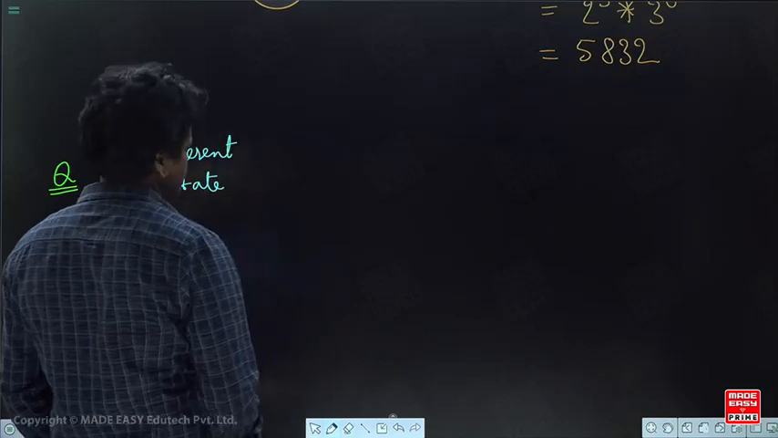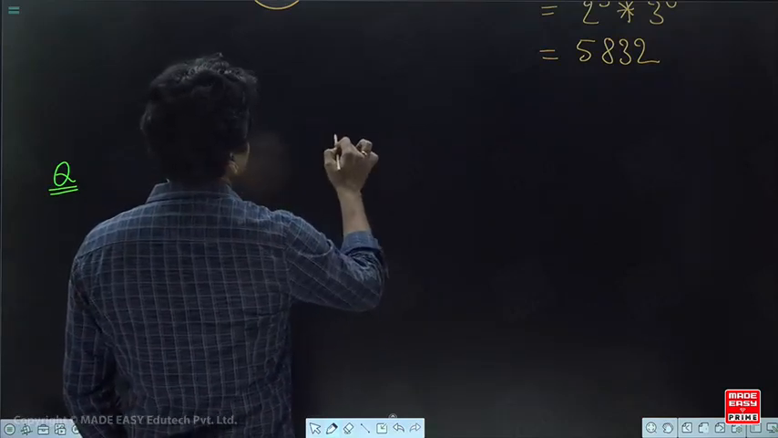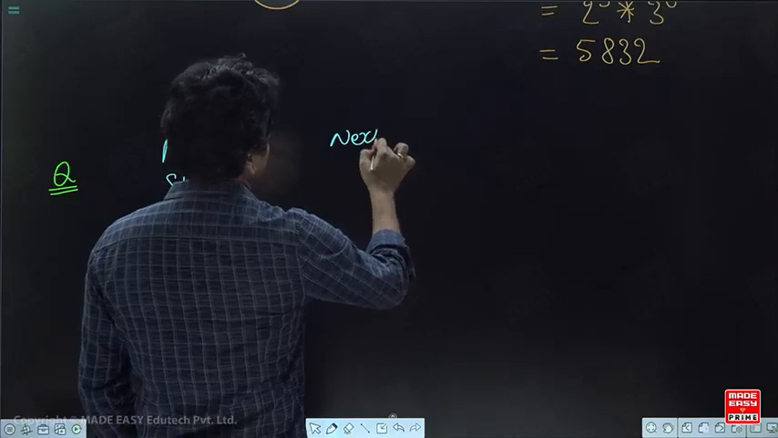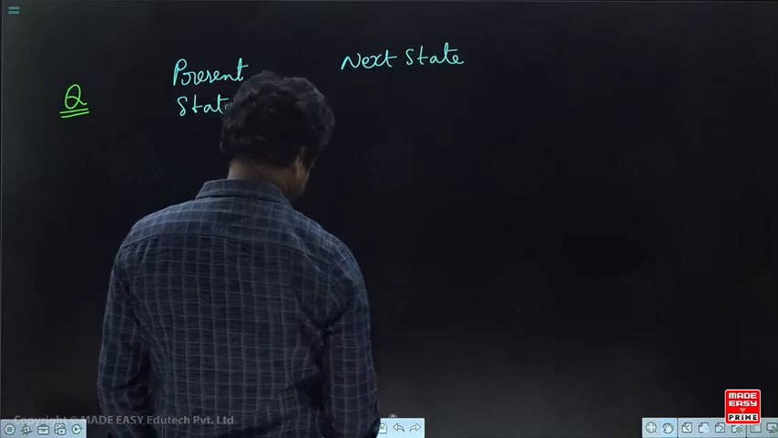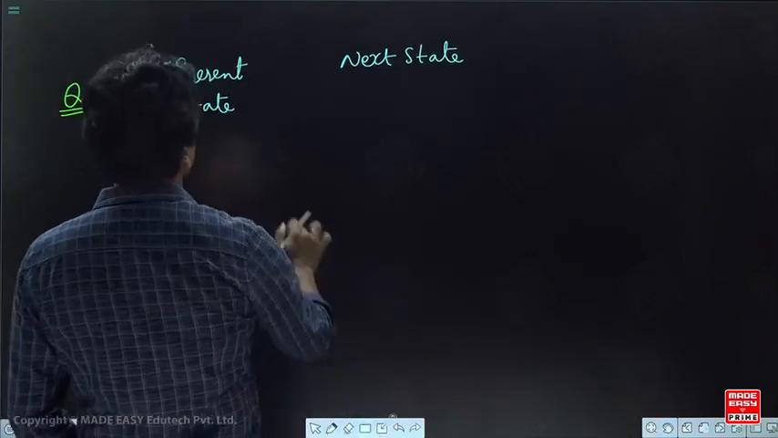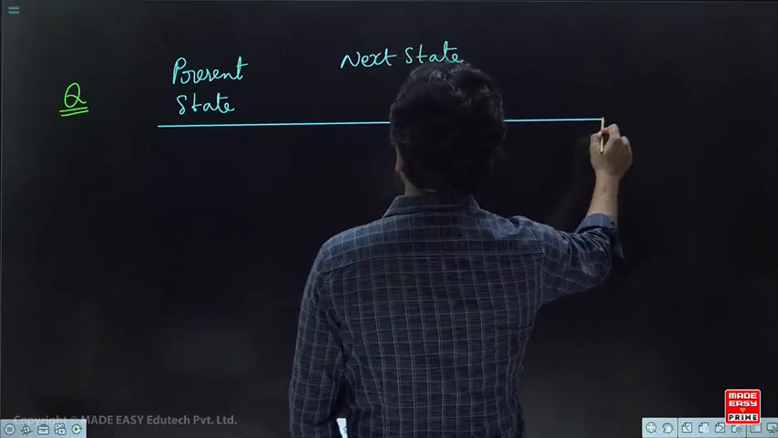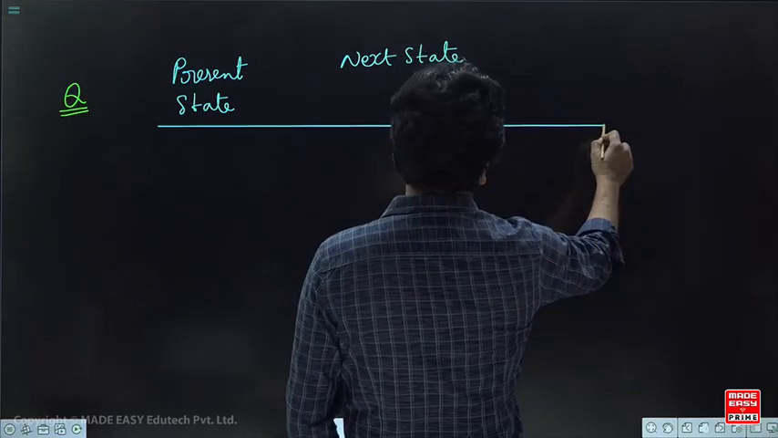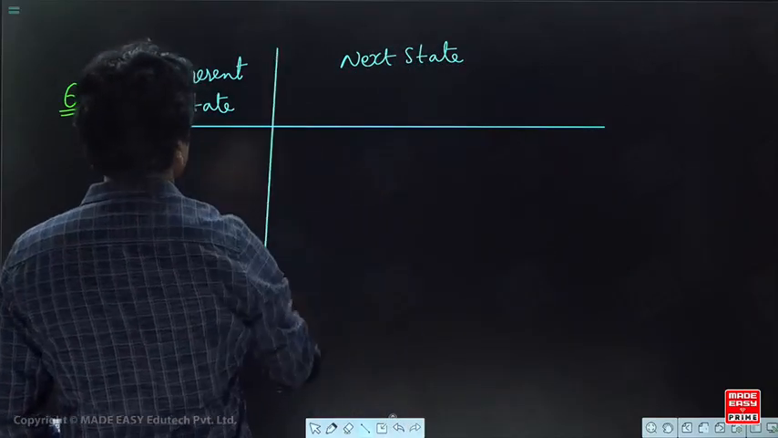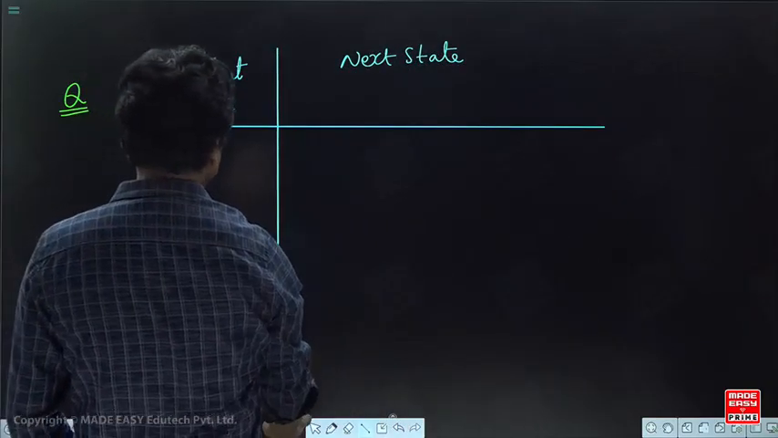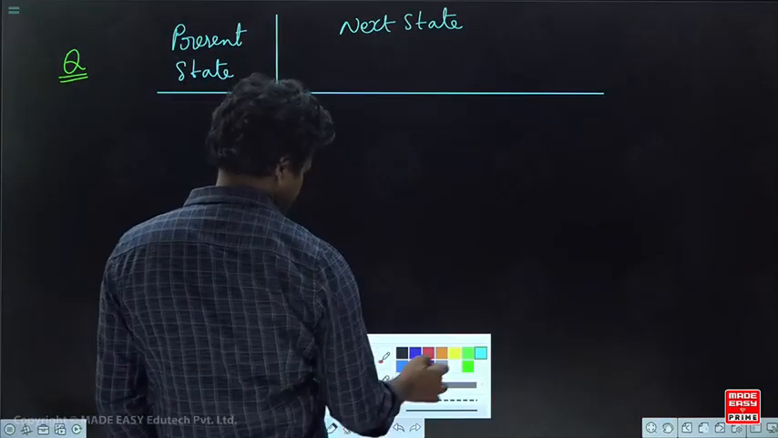There are n states and m inputs. Just hold on. What I am saying is, suppose there are some inputs like this.